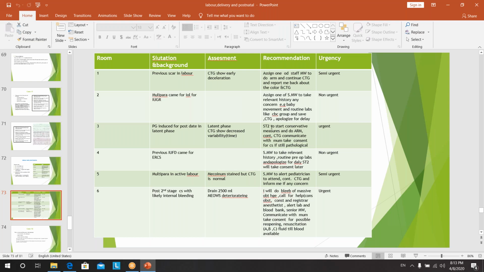According to her assessment, she is in latent phase and CTG shows decreased variability. The recommendation: I will send the ST2 to start the conservative measures and do ARM for this patient, continue the CTG, and communicate with the mother. The ST2 may take consent for cesarean section if the CTG is still pathological after the conservative measures. This is an urgent case. So the ST2 can go to this patient because the ST2 can take consent for the cesarean section. He can start the conservative measures, do ARM, and communicate with the mother to take consent if it's still pathological CTG.